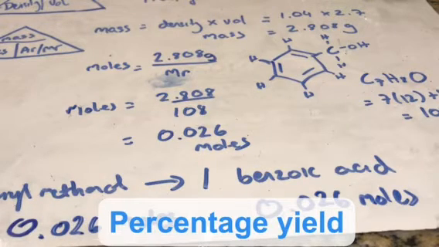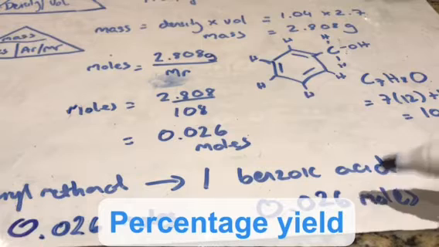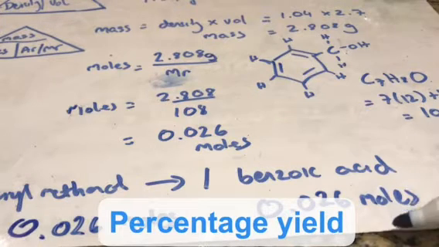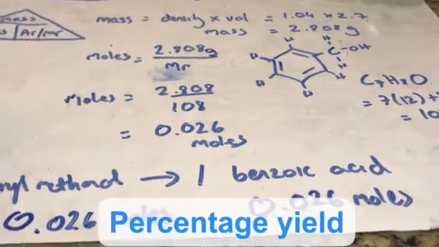Okay, so what we can do now is, if we've got that number of moles of benzoic acid, if we convert this into grams, that will be our theoretical yield of benzoic acid. So if everything goes perfectly well in this reaction and it isn't reversible, this will be our theoretical yield. So let's have a little look at that now.